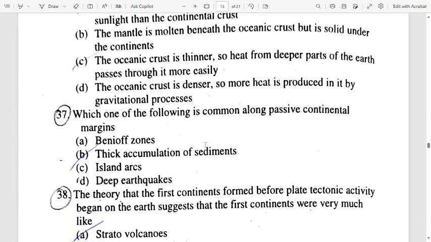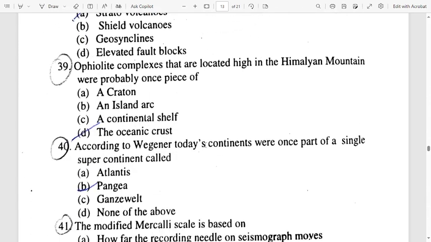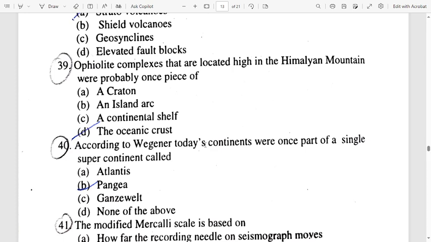Which one of the following is common along Pacific continental margins? Thick accumulation of sediments. The theory that the first continents formed before plate tectonic activity began on the Earth suggests that the first continents were very much like stratovolcanoes. Ophiolite complexes that are located high in the Himalayan mountains were probably once pieces of the oceanic crust. According to Wegener, today's continents were once a part of a single supercontinent called Pangaea.